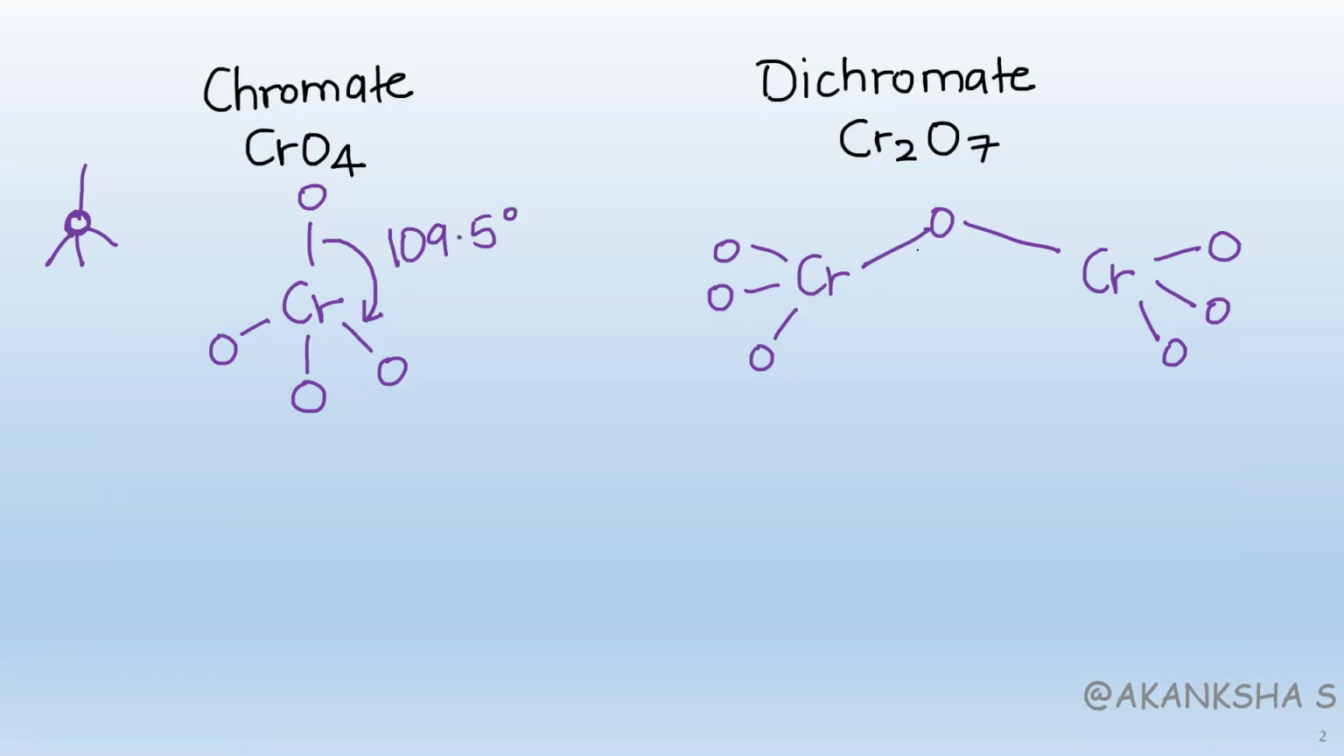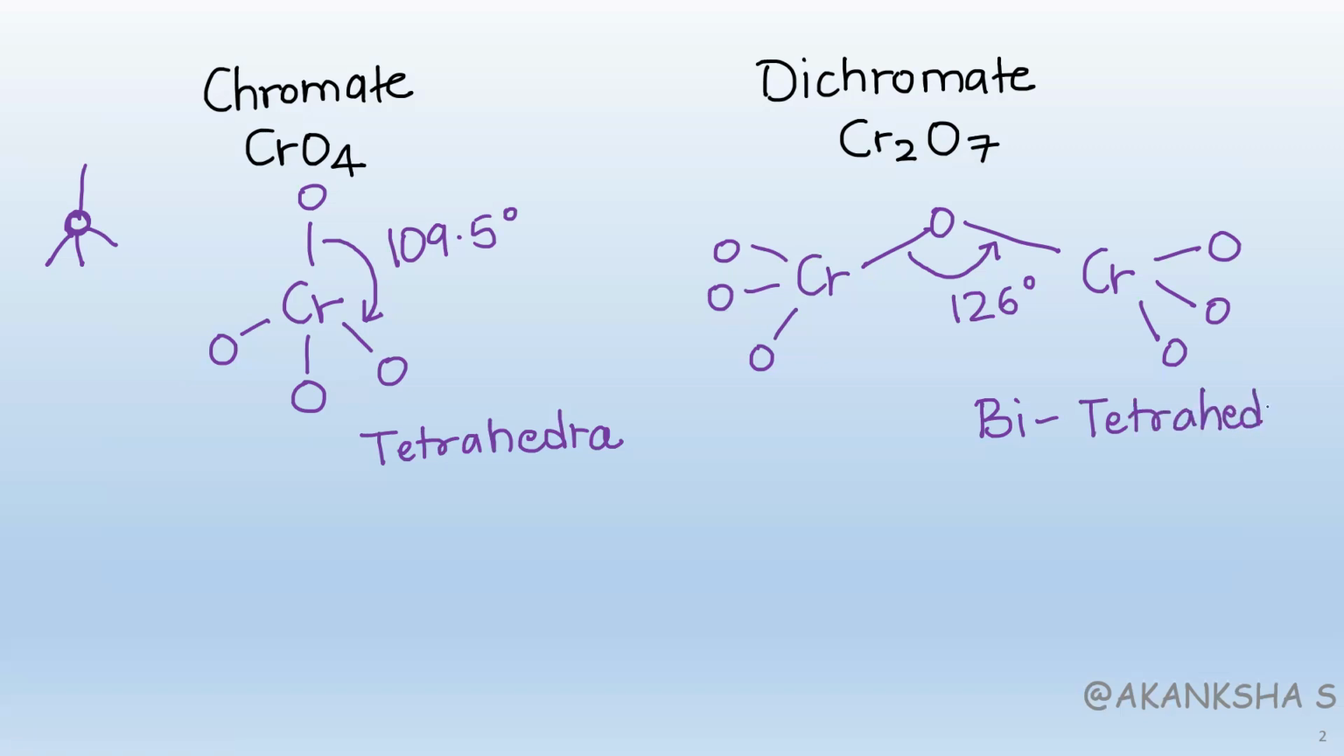The characteristic feature of ditetrahedra or bitetrahedra is the bond angle of 126 degrees. So this is our only tetrahedra, that is, only one tetrahedral structure, whereas this one is bi or ditetrahedra. And that is how we try to understand the structural representation.